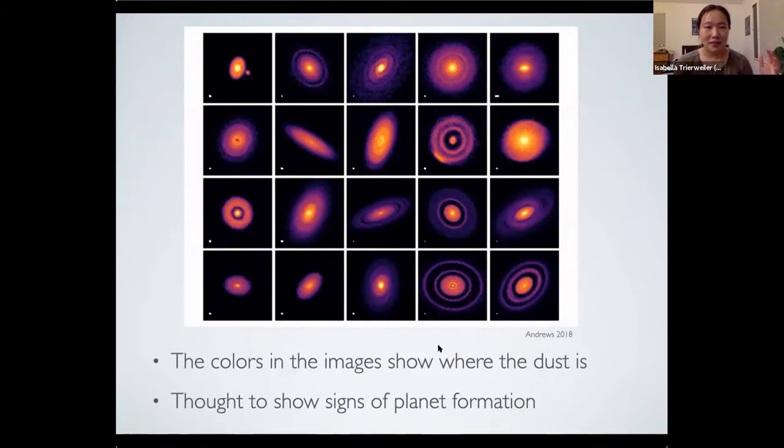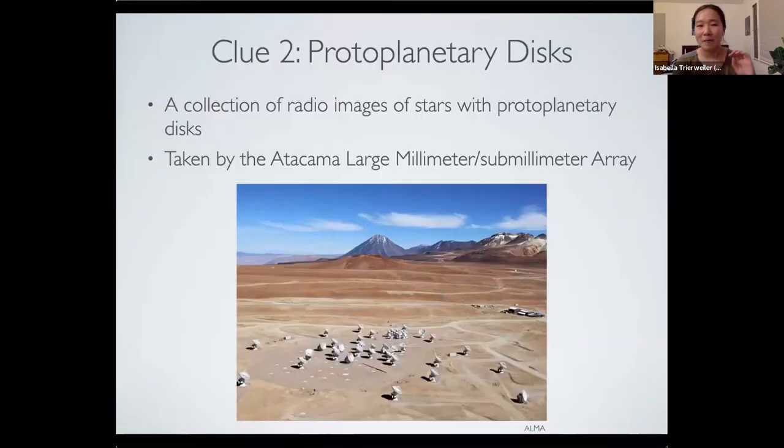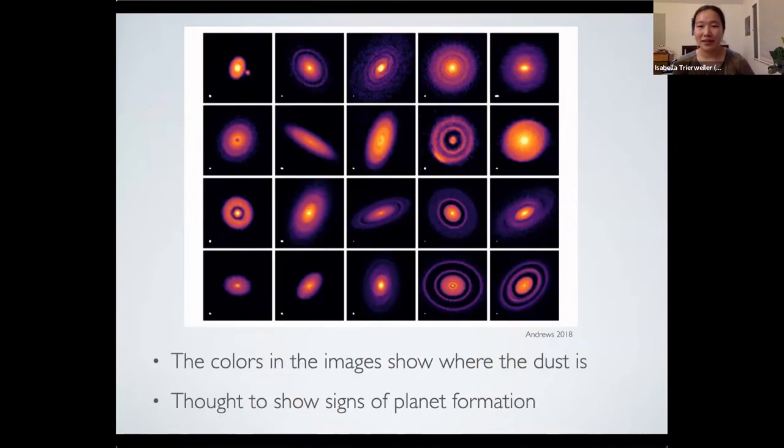And so in all of these images, the star would be towards the center of each one of these disk shapes. And then the colors in these images are showing you where the dust is. That's what's really valuable about the ALMA telescope actually, is that because it's in the millimeter, submillimeter, it's going to allow us to pick up and see where dust is, which is great because we want to start seeing where our dust is moving when planets are showing up.